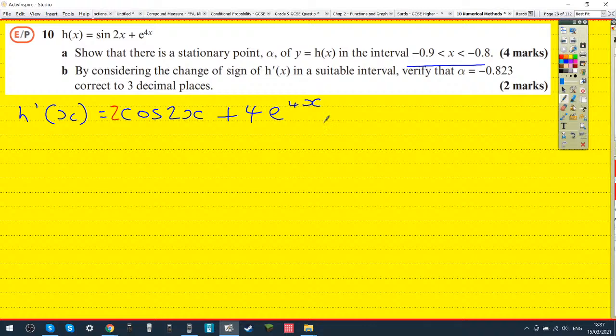Are we subbing them both in? Yeah, into that equation, and then getting a positive and a negative answer. Be specific. Which is that equation? 2 cos 2x plus 4e to the 4x. Yeah, the h dash of x. You would sub those two values into the derivative function, and then you do the sign change.